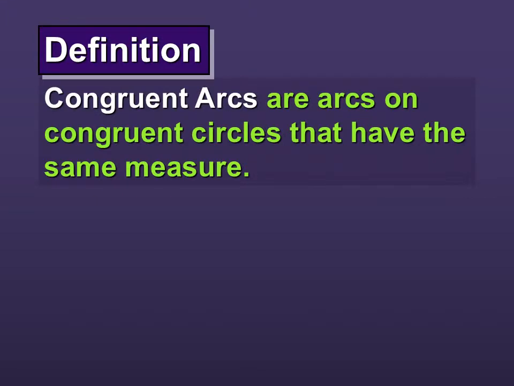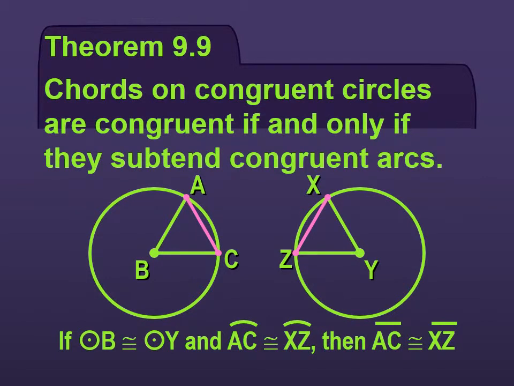The next definition I want us to look at is congruent arcs. Congruent arcs are arcs on congruent circles. So criteria one, they have to be on congruent circles, and they have the same measure. If they have the same measure, they are congruent arcs. From that, we get a theorem that says chords on congruent circles are congruent if and only if they subtend congruent arcs. So they have to be part of congruent arcs.